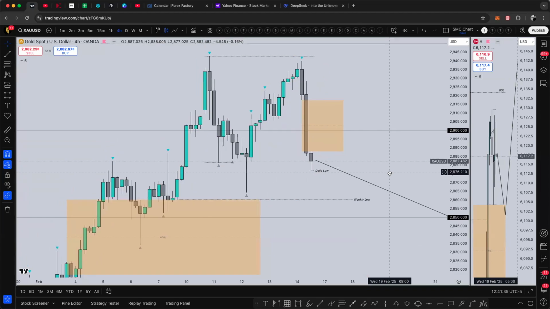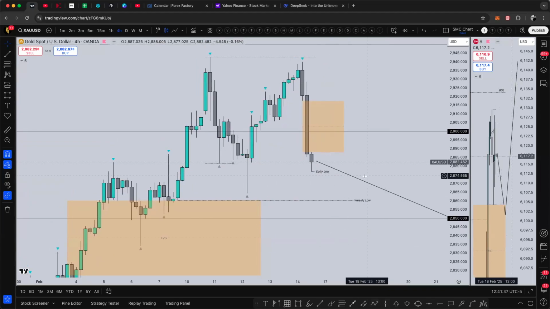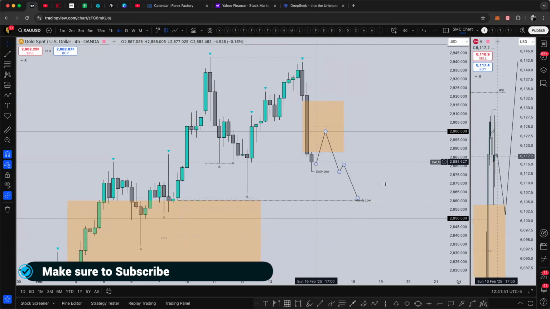So what do I want to see? I want to see, in 4-hour, in lower time frame, price probably pull back here, maybe tap into the zone, and then continue towards the weekly low, right? Which is kind of the idea.